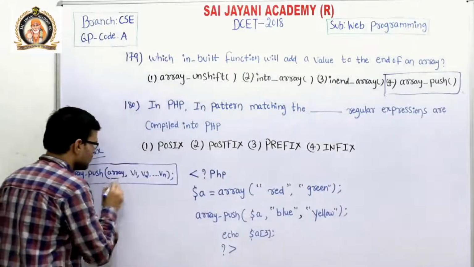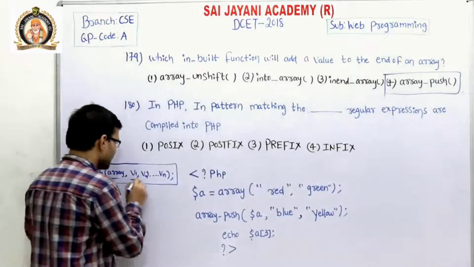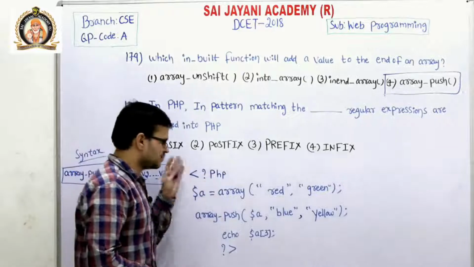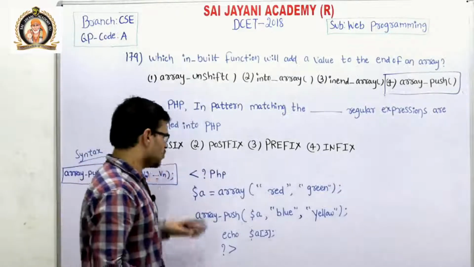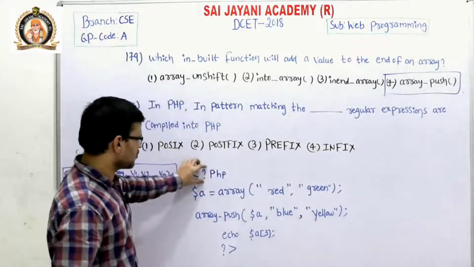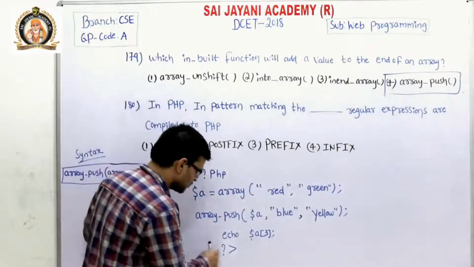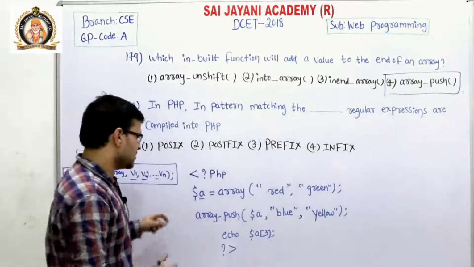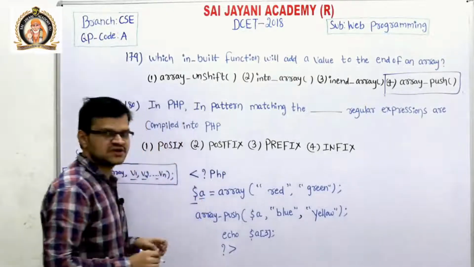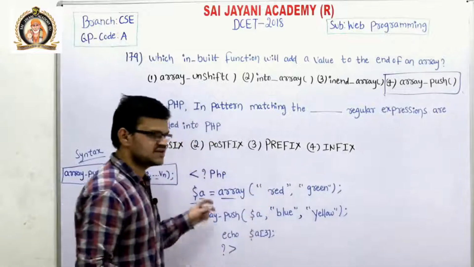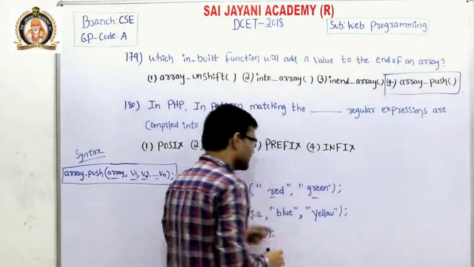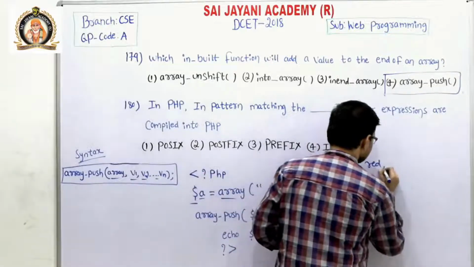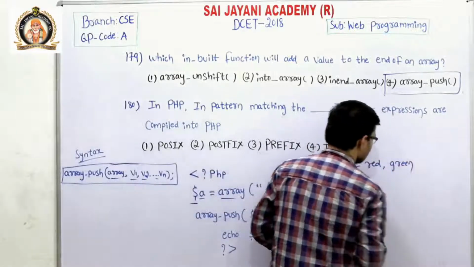In this function we have an array, and to this array we are adding elements like v1, v2, v3 up to vn. This is the PHP code, and we already know that PHP code always starts with less than symbol, question mark and PHP, and ends with question mark and greater than symbol. Here a is the variable. In PHP a variable always starts with the dollar symbol, and this is the array function. In this array function we have array elements like red and green. These are the two array elements.